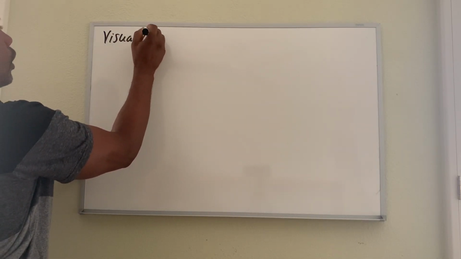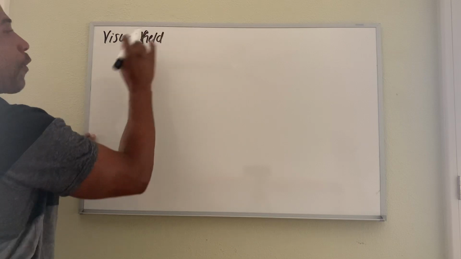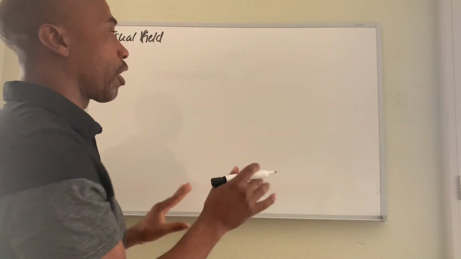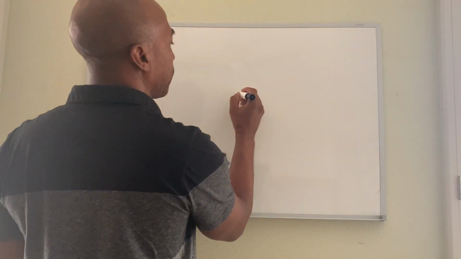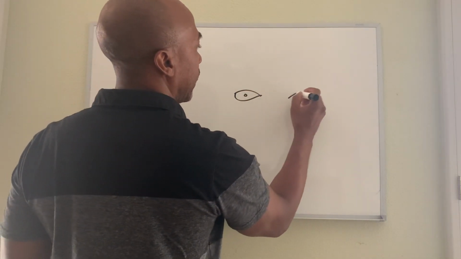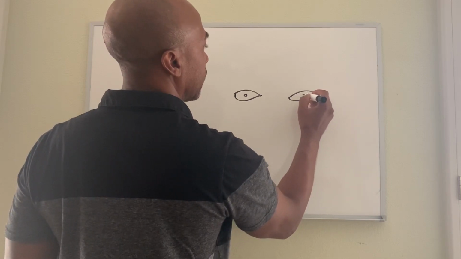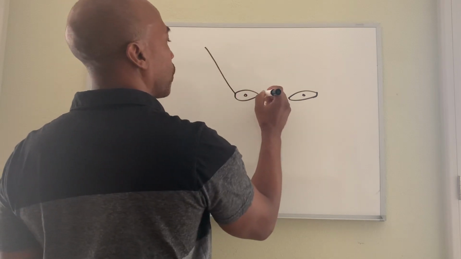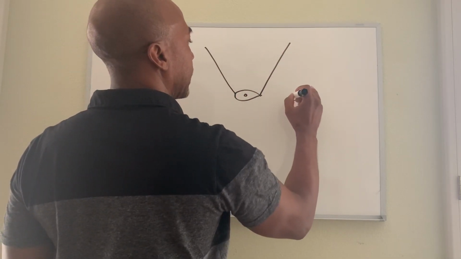Visual fields refer to the area of the environment that each eye is responsible for. Okay, so let's draw, for example, two eyes here. Here's one eye. There's another eye here. Okay. So this eye can see this much of the world. This eye can see this much of the world.